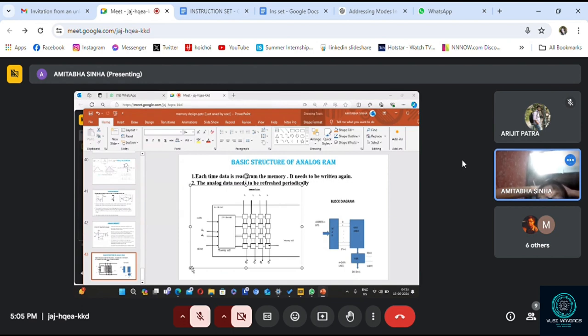Clear? Yes, sir. Okay, sir. So this thing you have to take care of. That means whenever each time an analog data is accessed within the instruction, it has to be embedded that the reverse storage has been done. That care has to be taken.